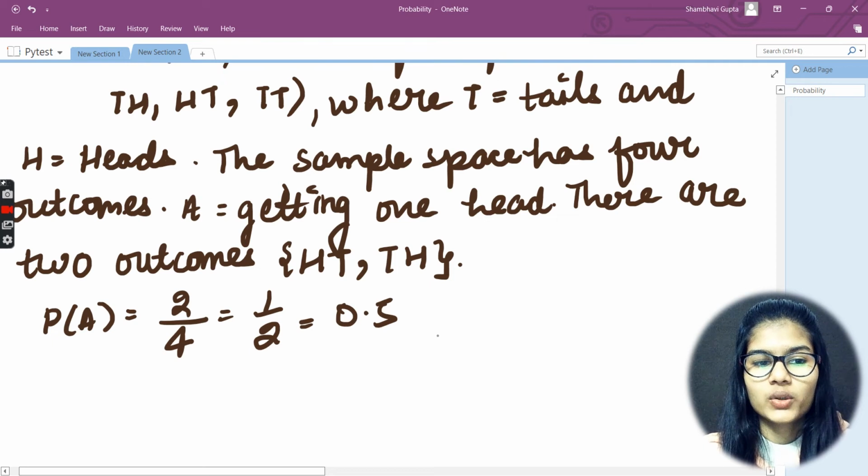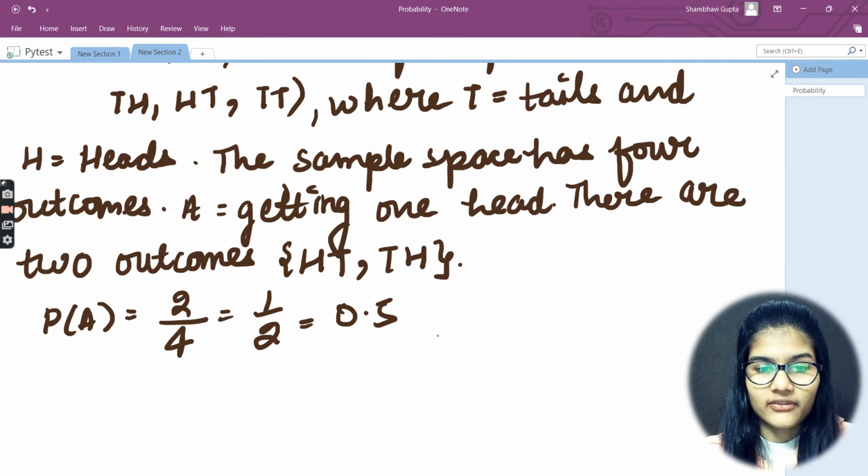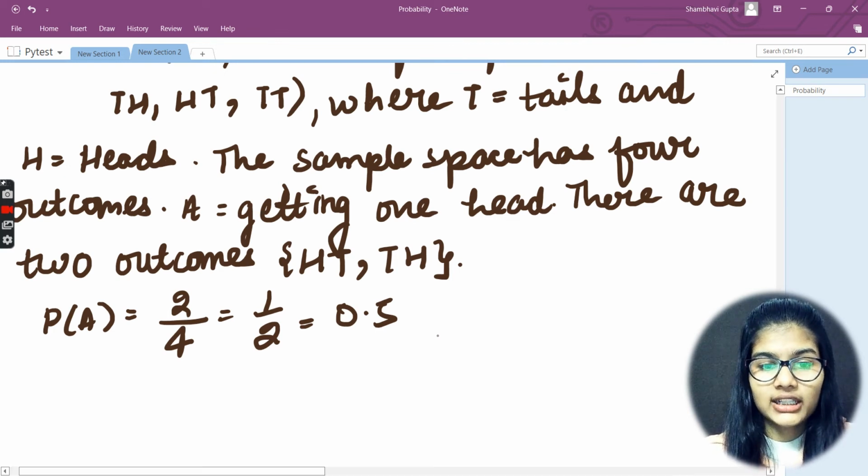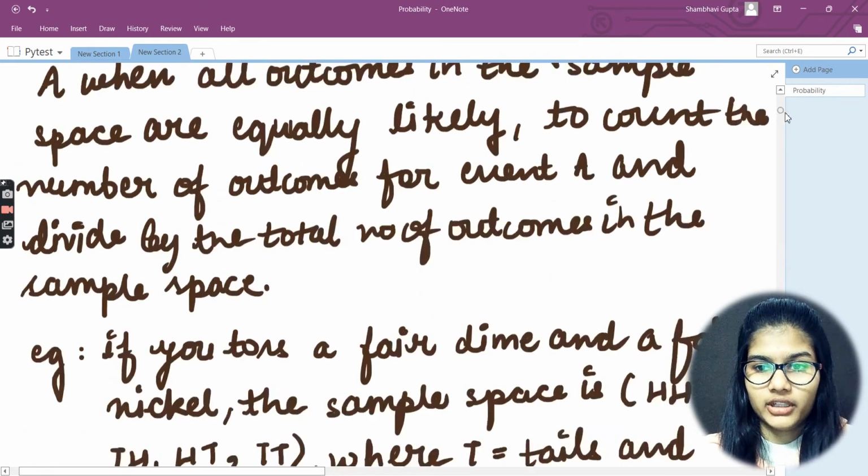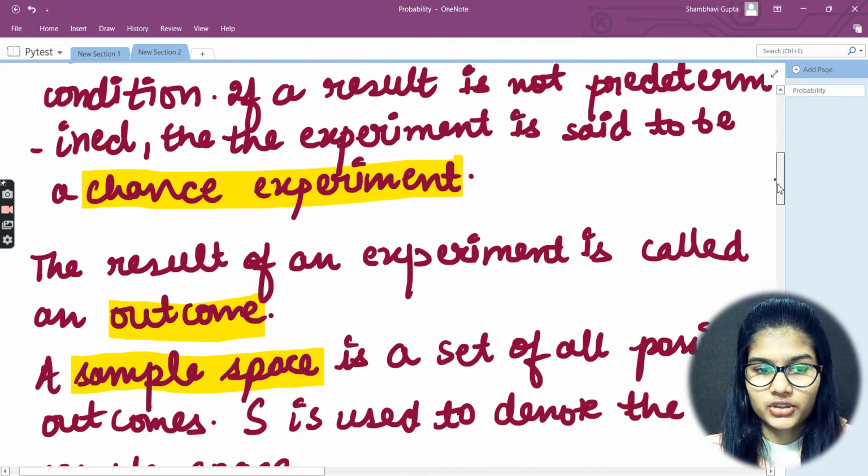And remember, I told you in my previous video that if the probability of A is equal to 0.5, then we say that the event is equally likely to occur or not to occur. If you remember, let me take you to that particular position.